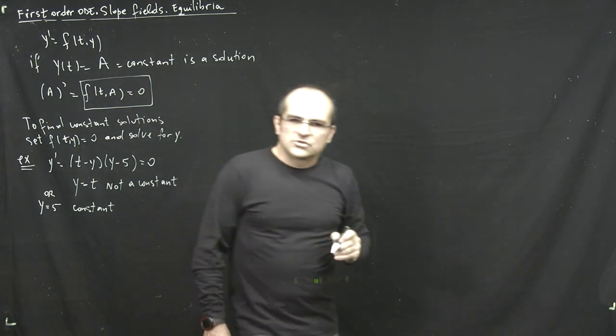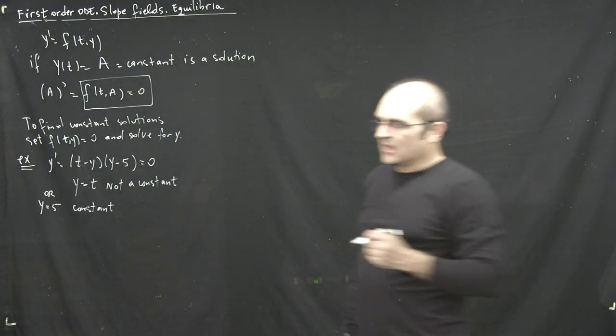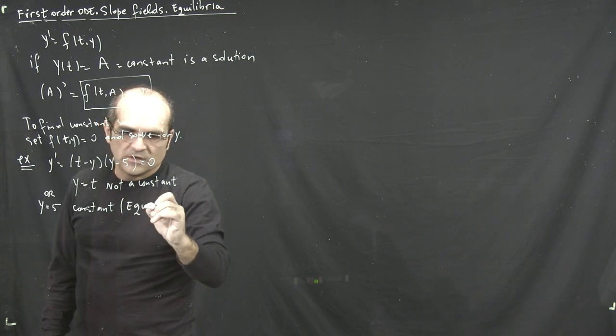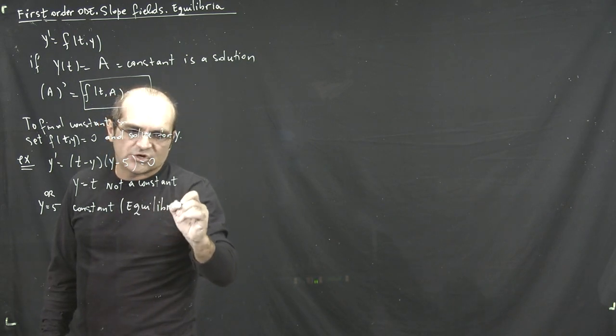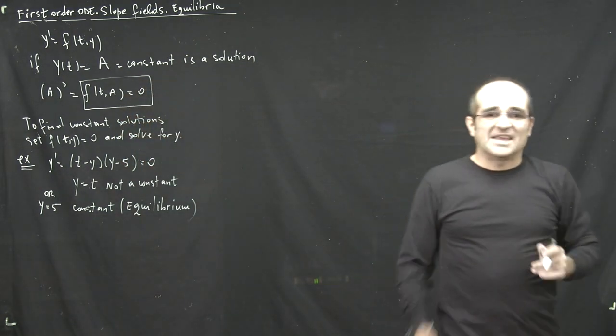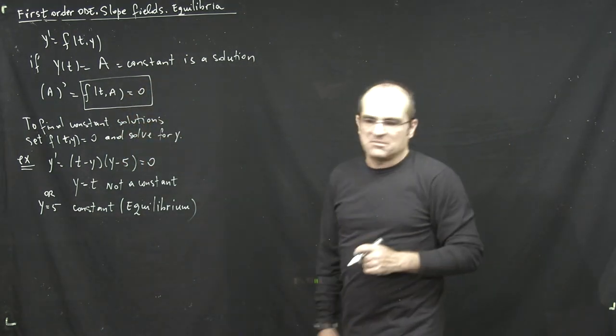Another name for constant solutions is an equilibrium solution, and I'll explain immediately why that's the case. But from this point on, the terms equilibrium solution and constant solution are interchangeable, right? They mean the same thing.